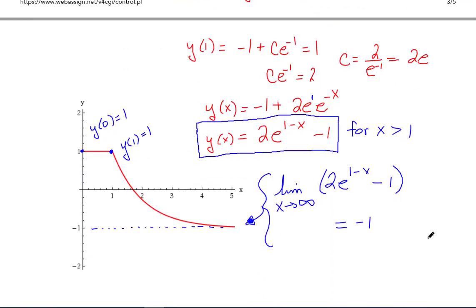And so what you see is here was the solution to our first piece. It then decays over time. This is a transient term. As x goes to infinity, this particular piece goes to 0, which is what you're seeing here: the solution is decaying down to level off at minus 1.